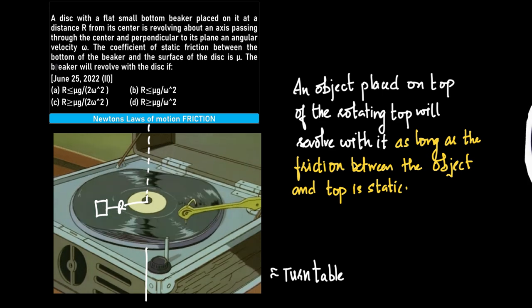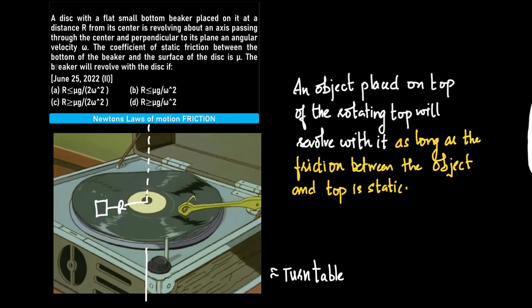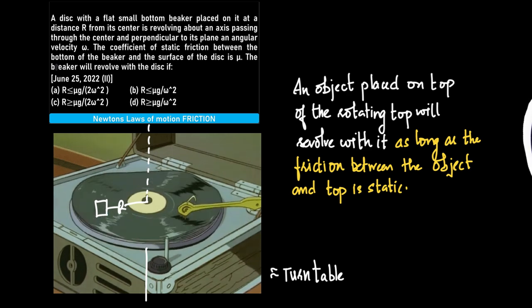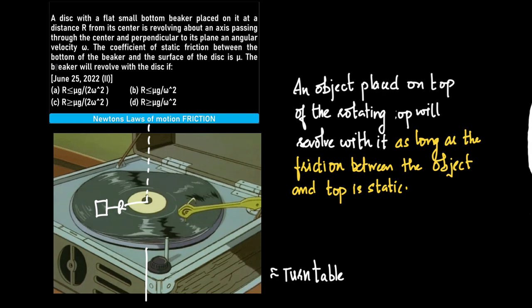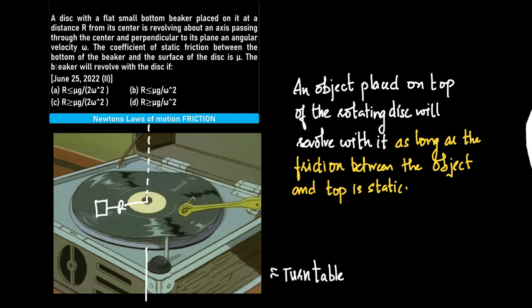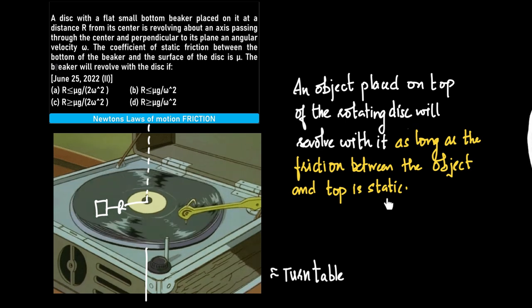So the straightforward answer to this is that an object placed on top of a rotating disc, to be more precise, will revolve with it as long as the friction between the object and the top is static.